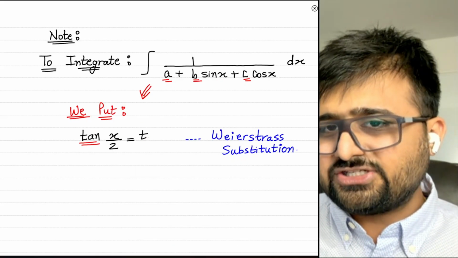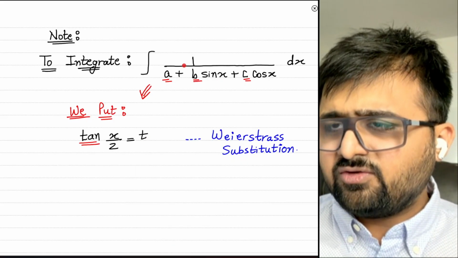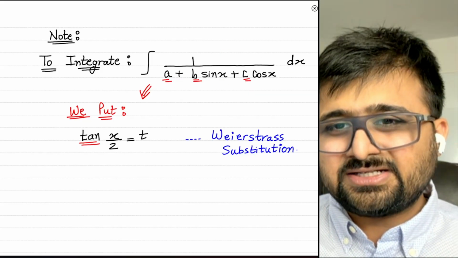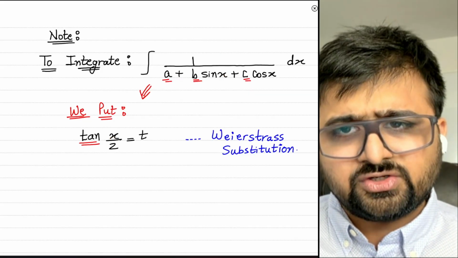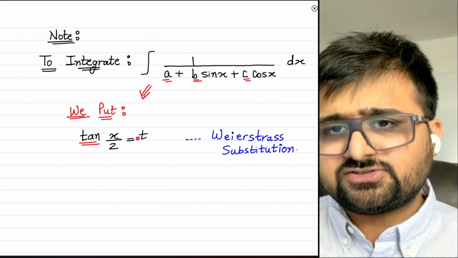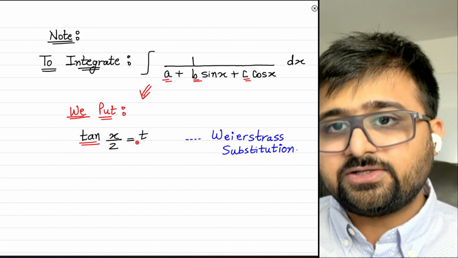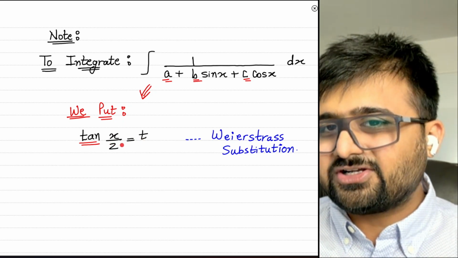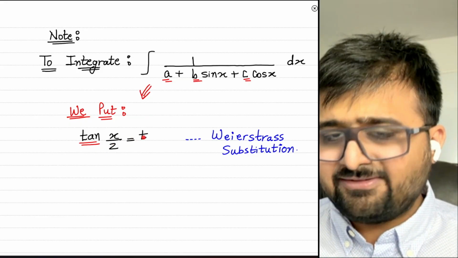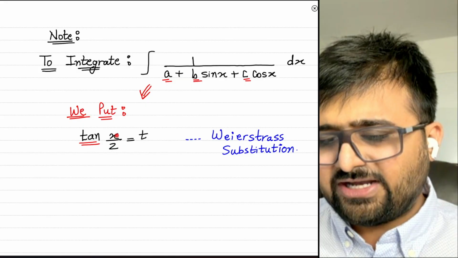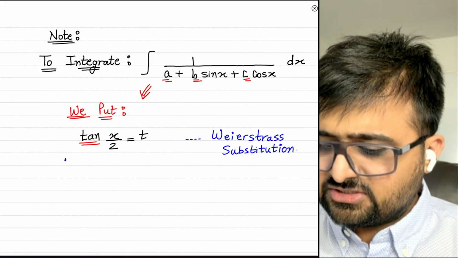Now, what is the advantage of doing tan x by 2 is equal to t? We try to convert this entire thing into the t world, but you will question that the derivative of tan is not present over here. So what do we do? Whenever the derivative is not present and you are doing the method of substitution, you find the inverse of the function. So instead of having t is equal to tan x by 2, just find the value of x from here. Okay, so what do I mean by this?